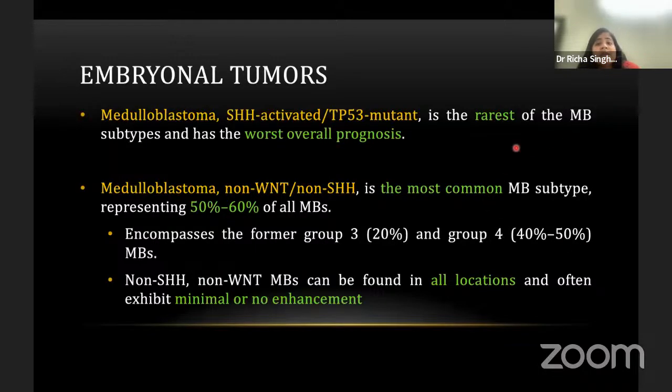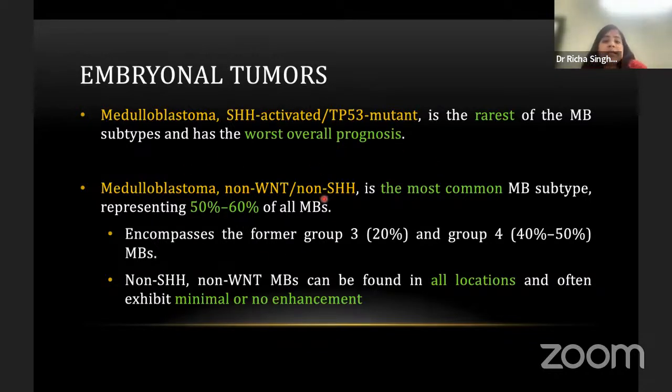Now, the SHH activated TP53 mutant medulloblastoma is the rarest type of medulloblastoma and has the worst overall prognosis. But on imaging, we cannot differentiate between the mutant and the wild type. So that is a pathological and molecular diagnosis. And on imaging, both types of tumors look alike.